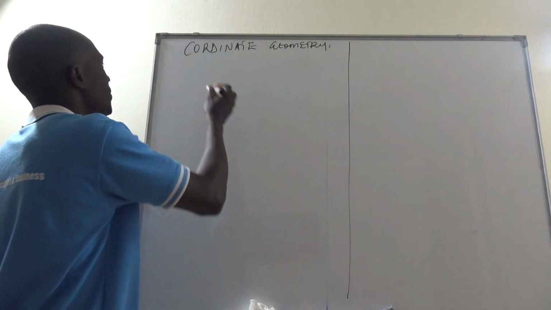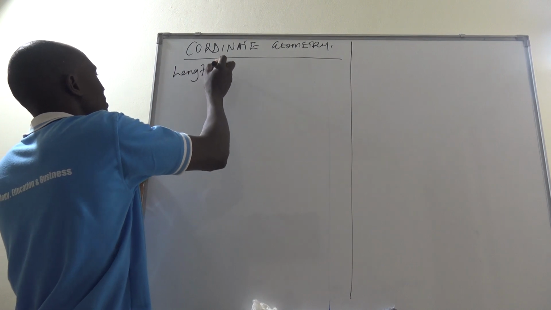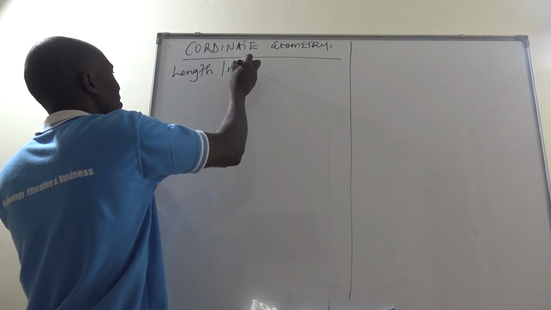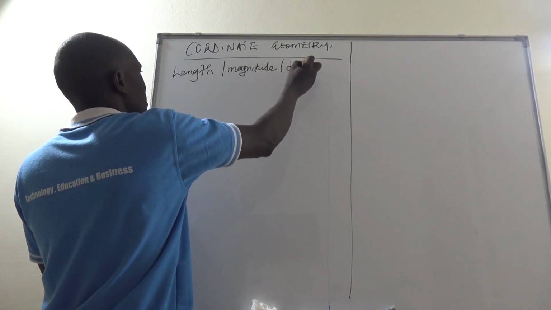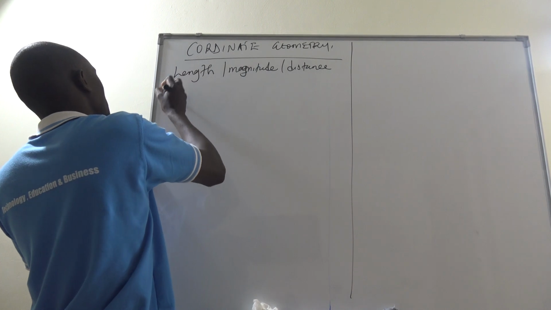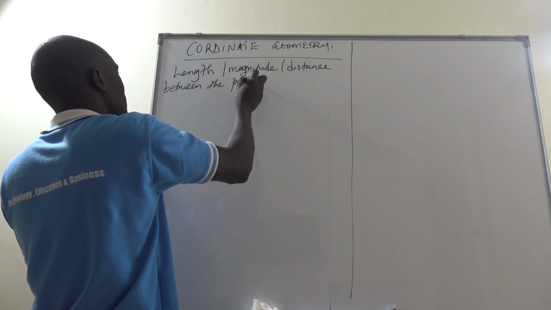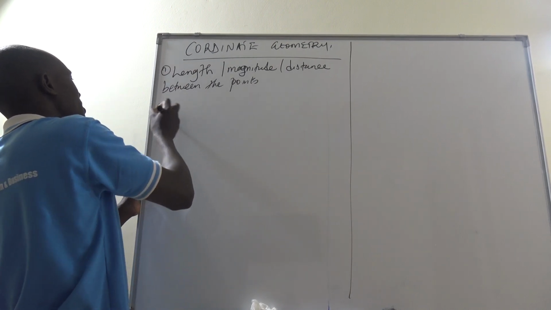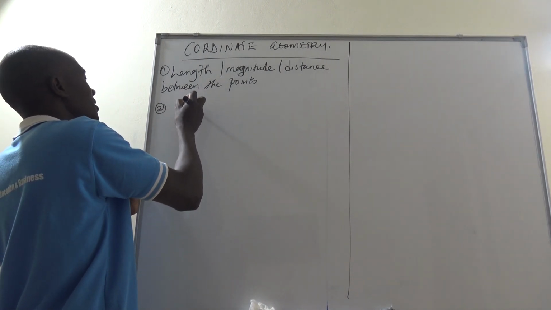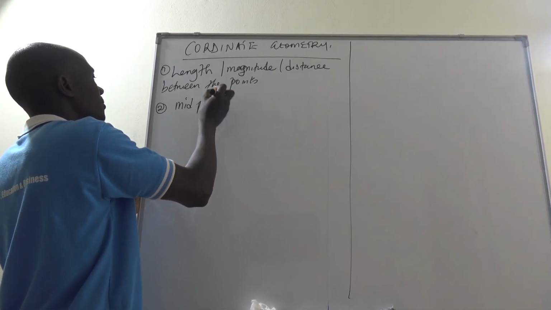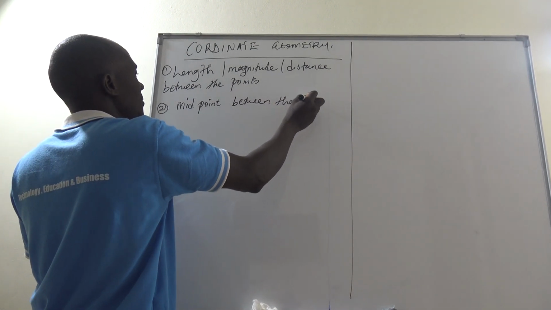So under coordinate geometry, we are going to look at the length or magnitude or distance between the points. So that's one. Number two, we are going to also look at the midpoint between the points.